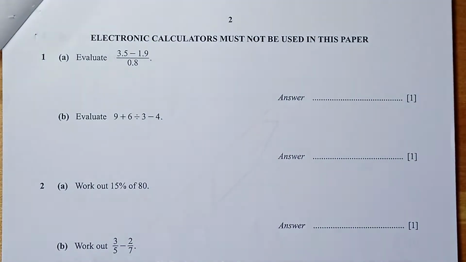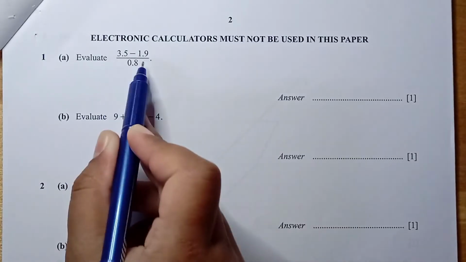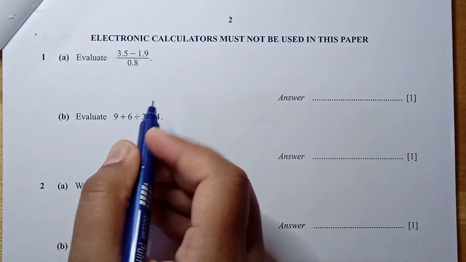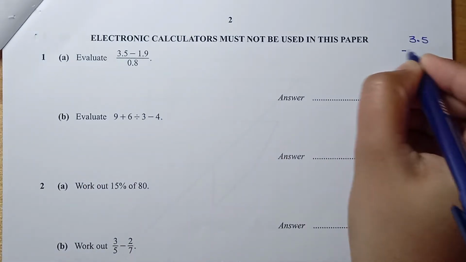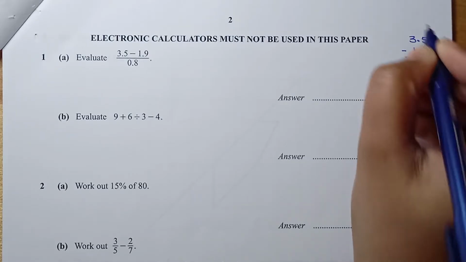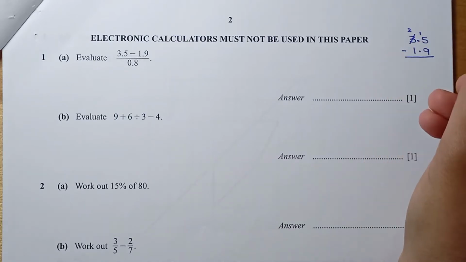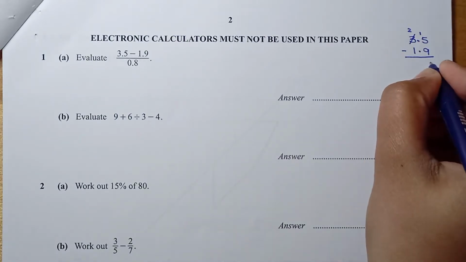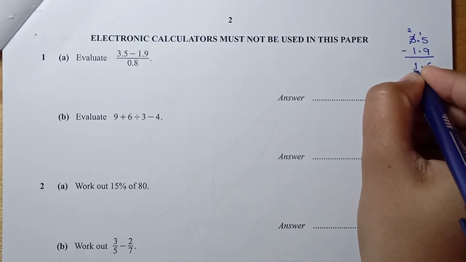In question 1, A part, we need to evaluate this expression. So first we need to subtract the two numbers. So we have 3.5 subtract 1.9. From 5 we can't take away 9, we need to borrow, we are left with 2 and 15. So 15 subtract 9 is 6, decimal, and 2 subtract 1 is 1.